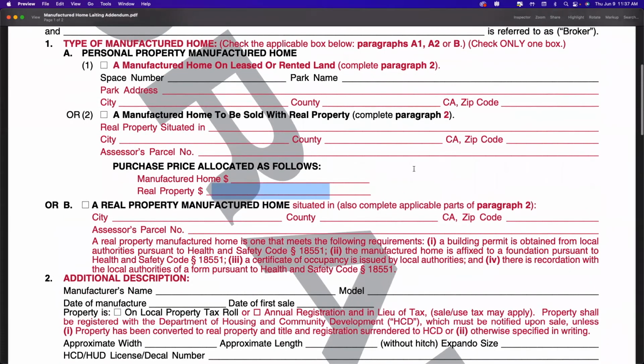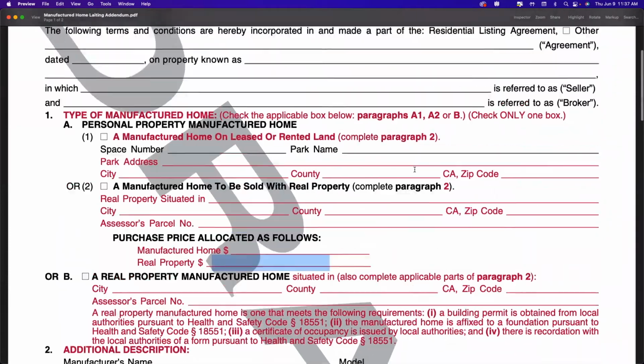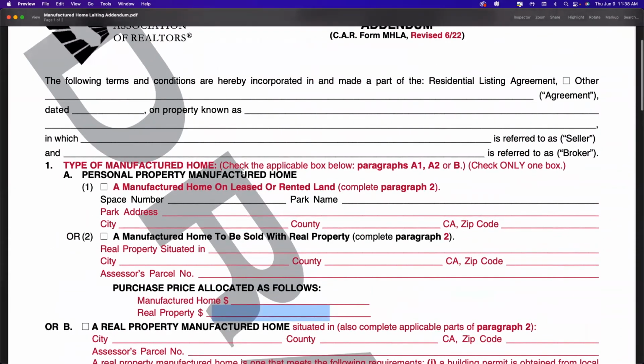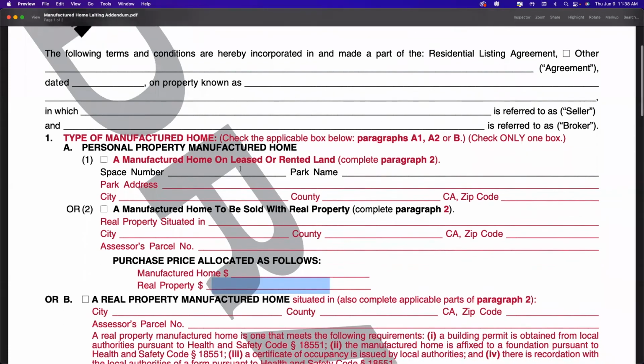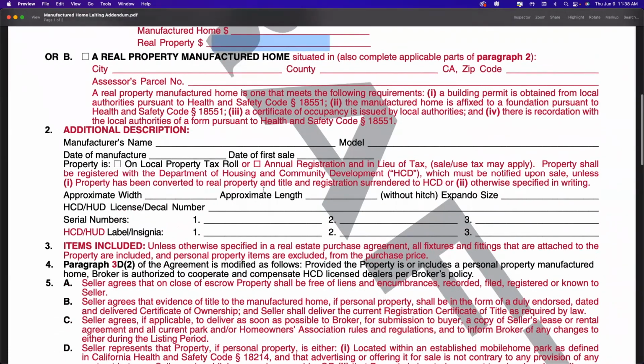This one is just, hey, there's a piece of vacant land with a mobile home on it. They're two separate things. And then the first one here is, like normal, the manufactured home, or mobile home as we call them, in a mobile home park. There is a space lease, and there is a manufactured home that is in that space.